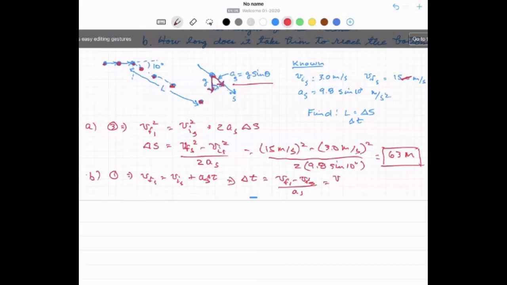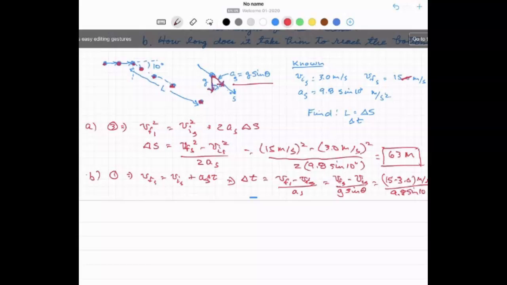which is equal to v final minus v initial over g sine theta. So if we put in the numbers, that's 15 minus 3.0 meters per second over 9.8 sine 10 degrees meters per second squared.